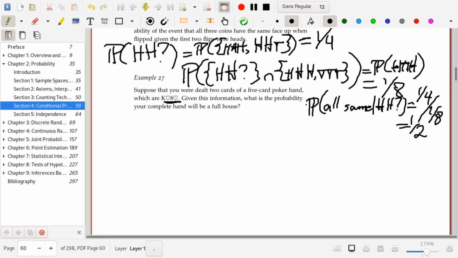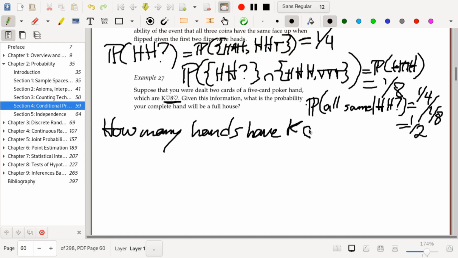All right, so first off, we should probably compute how many hands contain the King of Hearts and the 8 of Hearts. So I have the King of Hearts and the 8 of Hearts. How many hands have that? Well, all we need to do, if we know what 2 of the cards in the hand are, is choose the other 3 cards.